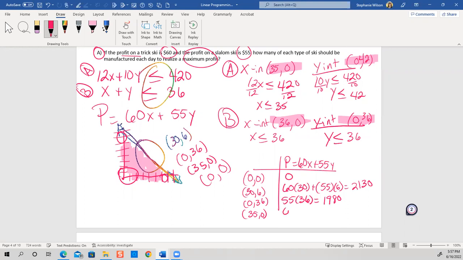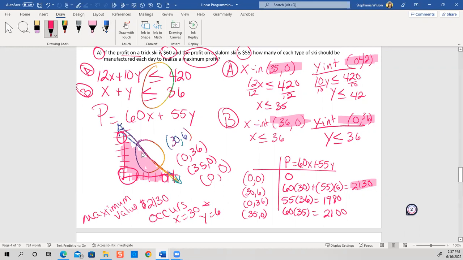Now I have 35 times 60, which gives me 2100. All right, so we want to know the maximized profit. As you can see here, the maximized profit is going to be 2130. So my statement would be: the maximized profit value is 2,130, and it occurs when X equals 30 and Y equals 6.